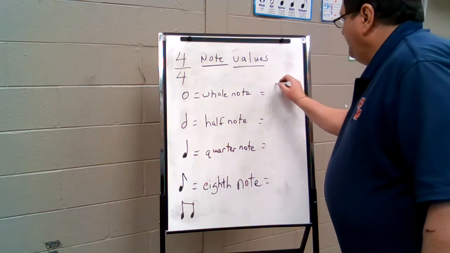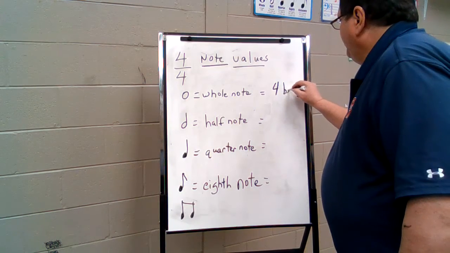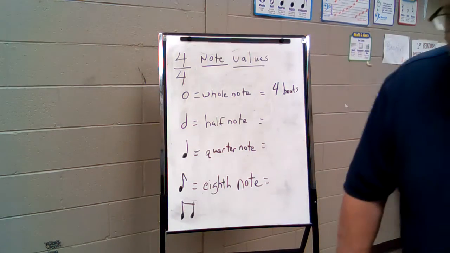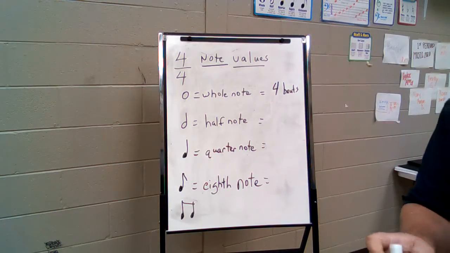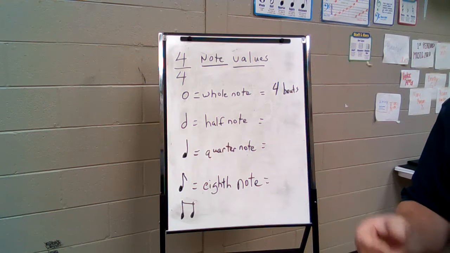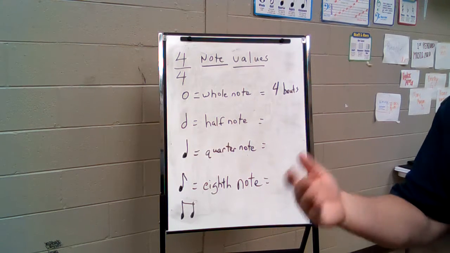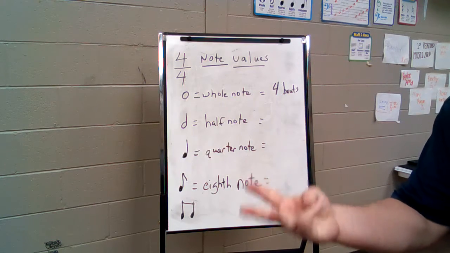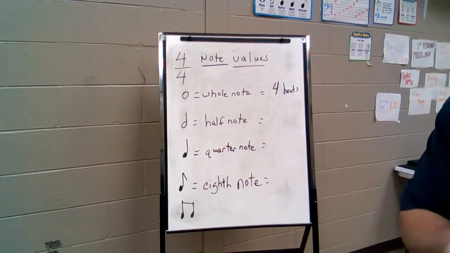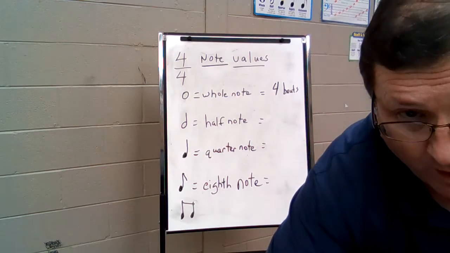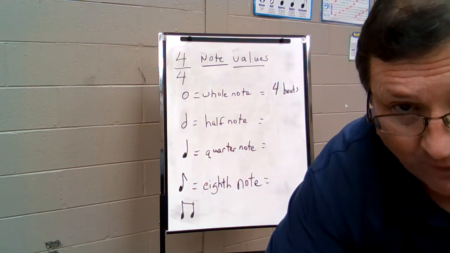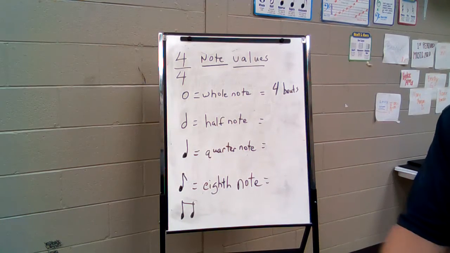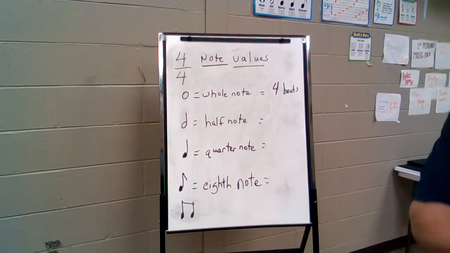So your whole note gets 4 beats. Now, if I was going to play a whole note on the piano or sing it, we would go ta. Okay, that's 4 beats. Or 1, 2, 3, 4 off. Or let me play it. 1, 2, 3, 4 off. Okay, that would be a whole note in 4/4 time, and that would take up the whole measure. That's why they call it the whole note.